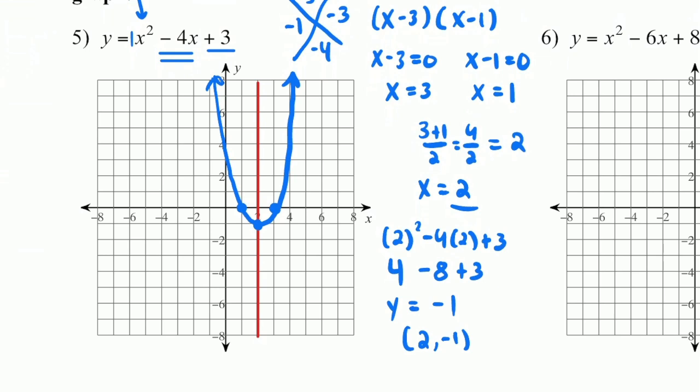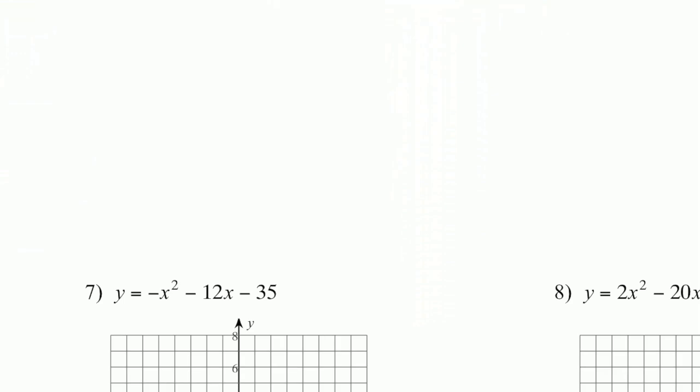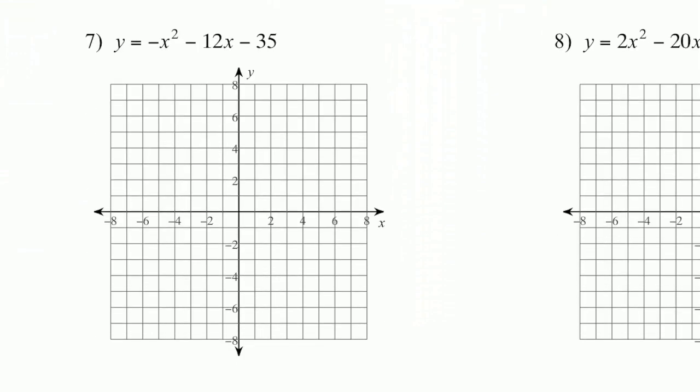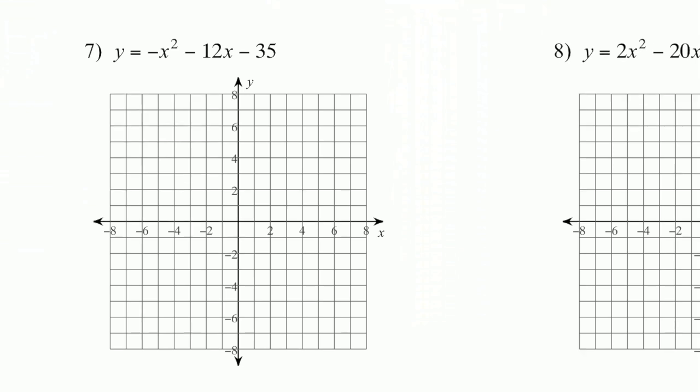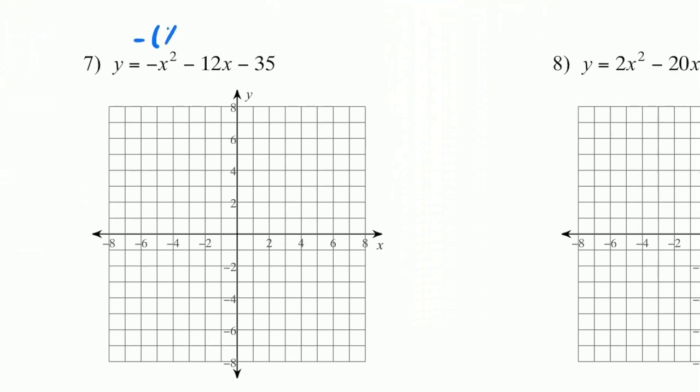Okay, and then the last one we're going to do is number 7. Now, number 7 looks a little bit different because we have a negative in the front. So we're going to do one extra step before we start, and we are going to factor out the negative. That will make the rest of our work a lot easier. So if I factor out a negative from here, that's going to give me a positive x squared. And essentially, I'm just changing the signs for everything. So instead of minus 12x, it'll be plus 12x. And instead of minus 35, it'll be plus 35.